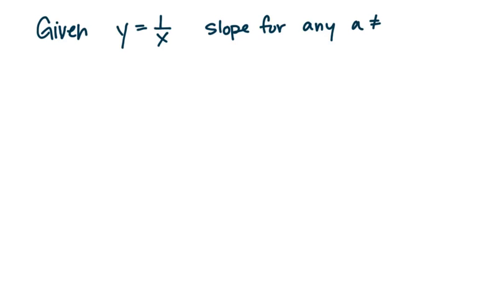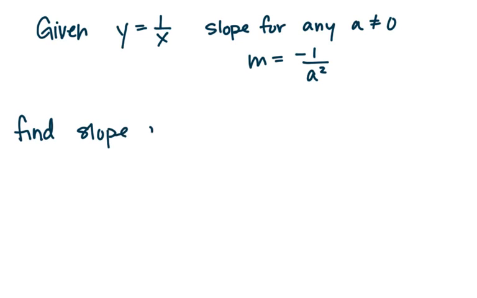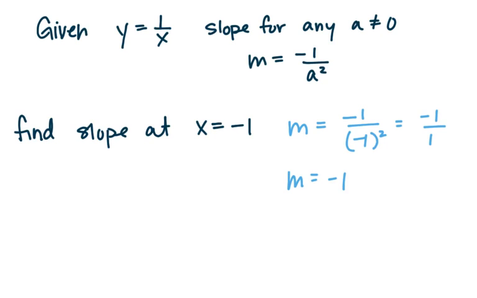So again, we are given y equals 1 over x, and the slope for any a that is not 0 is m equals negative 1 over a squared. So if I told you to find the slope at x equals negative 1, we would just say m equals negative 1 over negative 1 squared, which is negative 1 over positive 1. The slope would be negative 1.